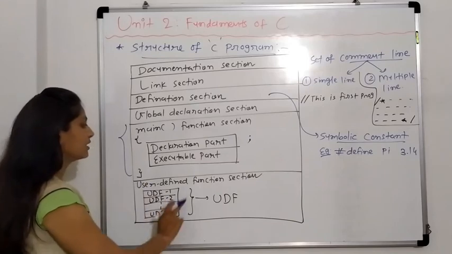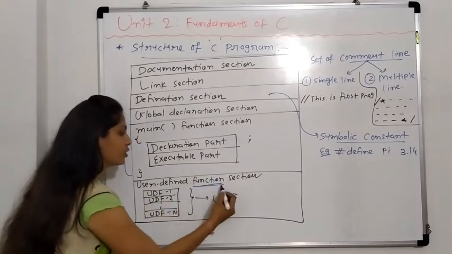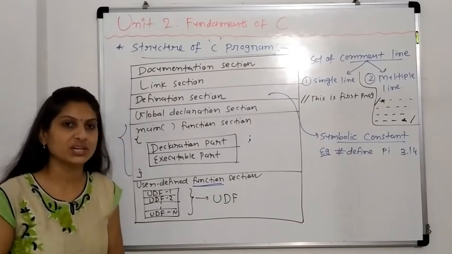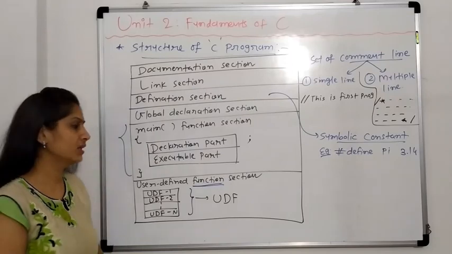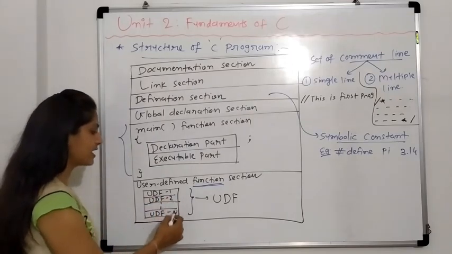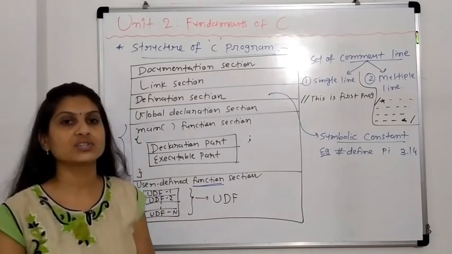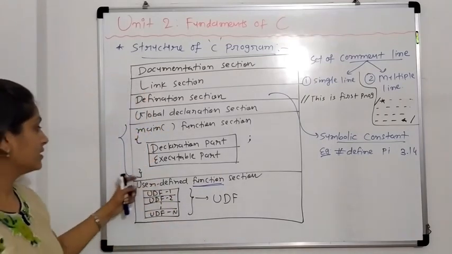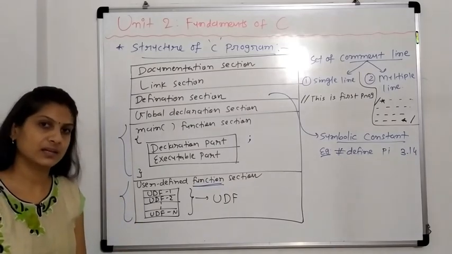Next is the user defined function. Suppose the user wants to create its own function in our C program, then it is also possible using this section, and there is no limit. You can write any number of functions in this section. This is nothing but our one chapter that we will discuss later on.